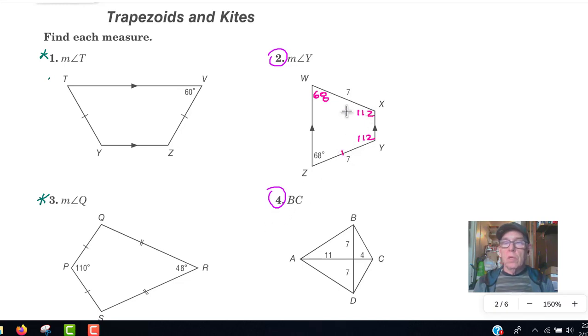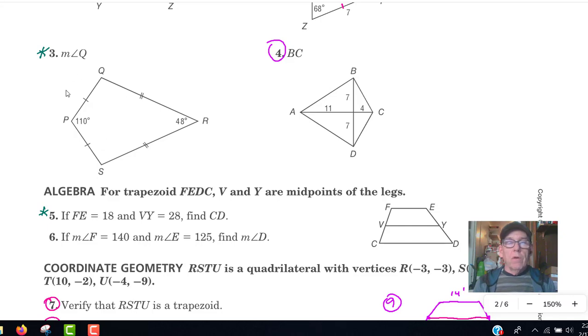And we got an isosceles trapezoid. They want the measure of angle Y. Angle Y is 112 degrees. It's 112 degrees. So get number 3 and 4 here. For number 3, they want the measure of angle Q.